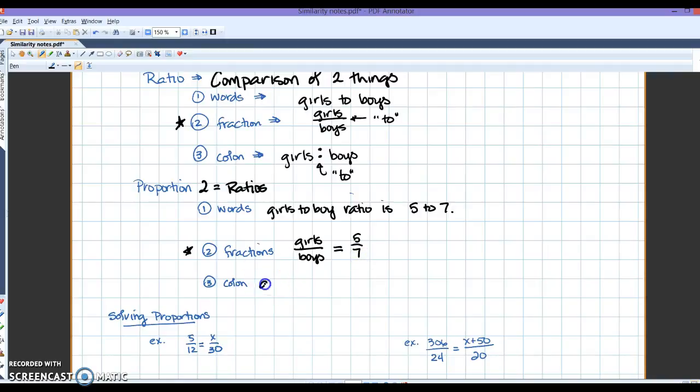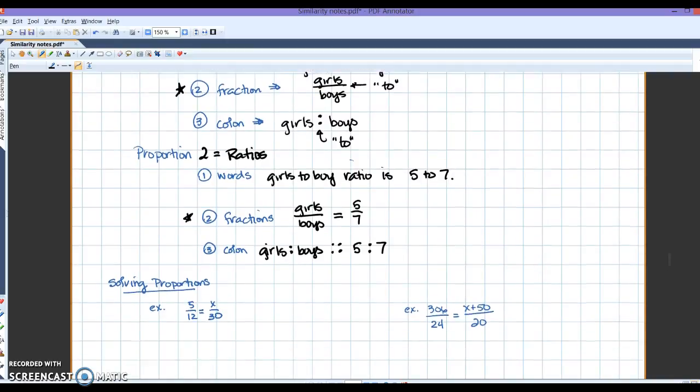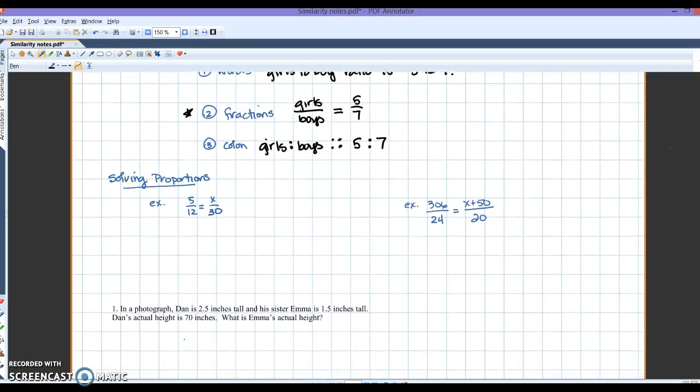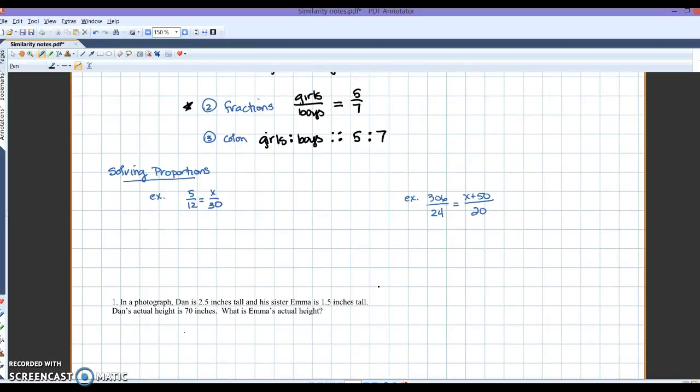Okay, and with a colon, girls:boys, then you put 2 colons, 5:7. That's a little weird, but that colon way is how you're going to see it on IQ tests and on other standardized tests. Again, we're going to stay more in the world of fractions for geometry. So we're going to show ratios and proportions in terms of fractions, which means you need to remember how to solve a proportion. Again, you had this in geometry class, in algebra last year, but let's do a quick review.